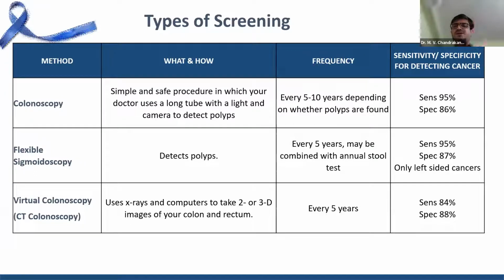But very important, cancer of the colon doesn't happen in a day or in a month. It will give you time. It will initially become a polyp and then it will show a transformation to cancer. That means you have plenty of time before this colon cancer actually spreads elsewhere.